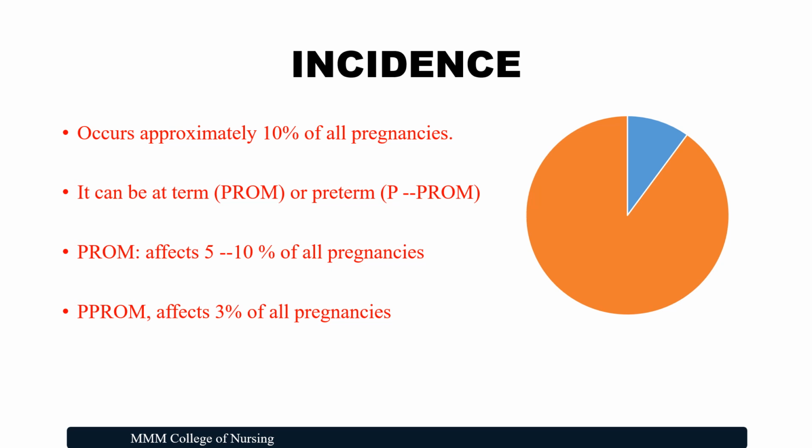The incidence is very low, occurring in approximately only 10% of all pregnancies. It can be term or preterm. In that, premature rupture of membrane affects only 5 to 10% of all pregnancies. Preterm premature rupture of membrane affects 3% of all pregnancies. The incidence is very low.